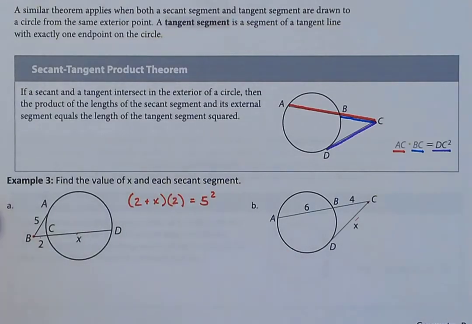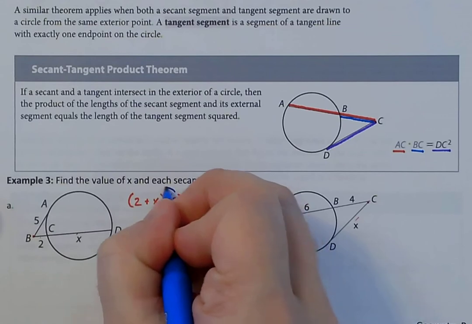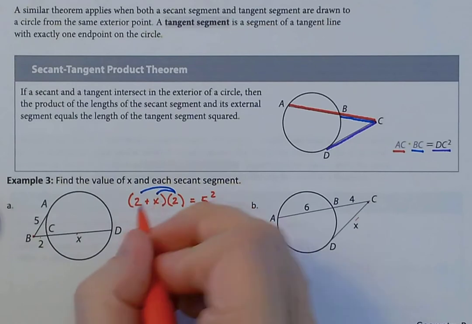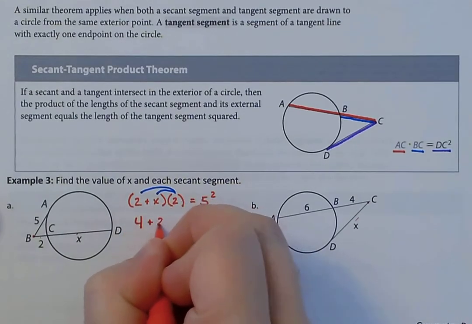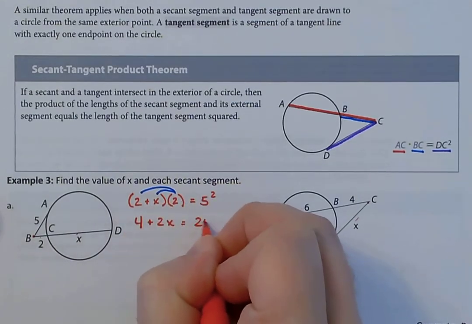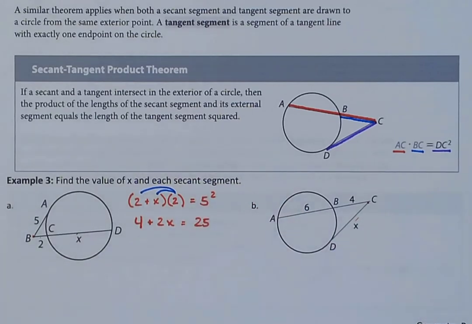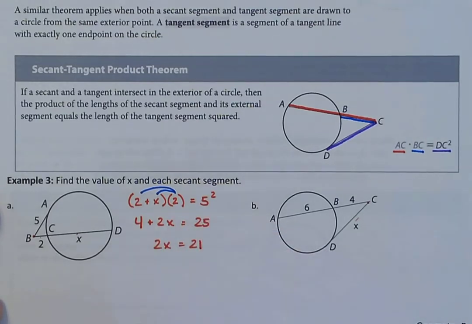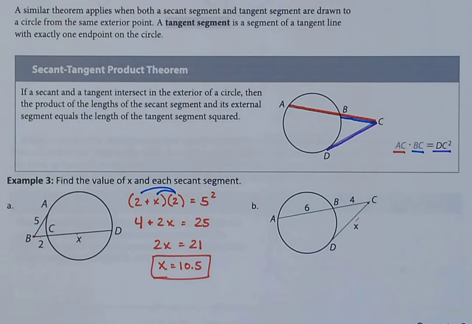So if we distribute the 2 to both parts, we get 4 plus 2x equals 25. So to solve from there, we subtract the 4, which tells us that 2x equals 21. And if we divide by 2, we get x to equal 10.5. So that is the value of x.